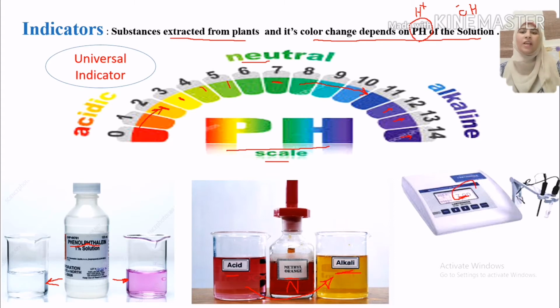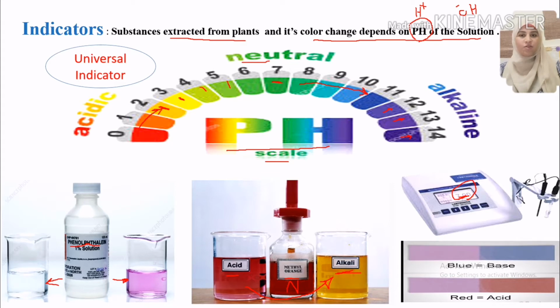So we are talking about very accurate methods for knowing the pH of our solution. At last we have litmus paper. Litmus paper color in neutral solution is purple, its color in basic solution is blue, and its color in acidic solution is red. So we are talking about different types of indicators.